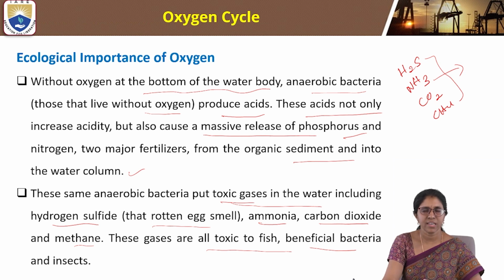So these toxic gases and acids are affecting the life of aquatic animals and plants. So this is the ecological importance of oxygen. Without oxygen, anaerobic bacteria produce toxic gases as well as acids.